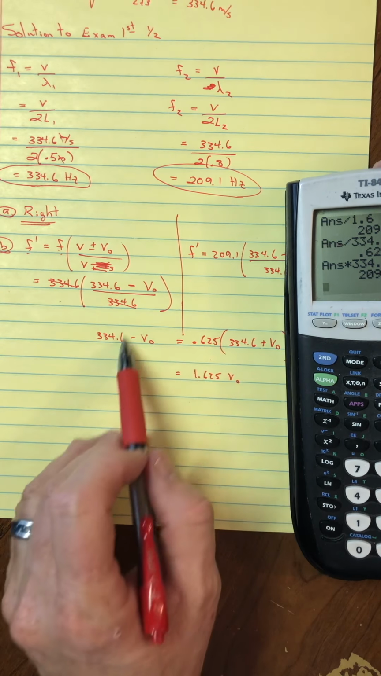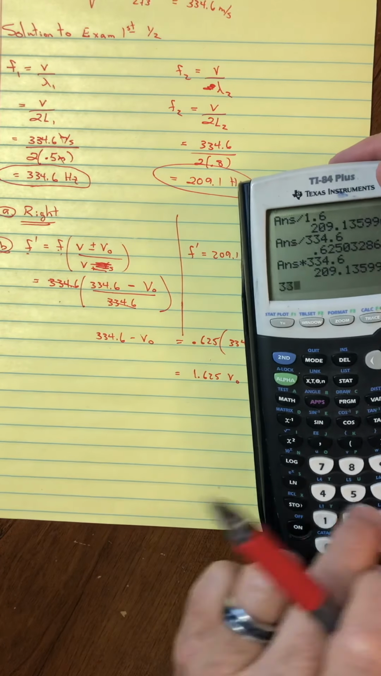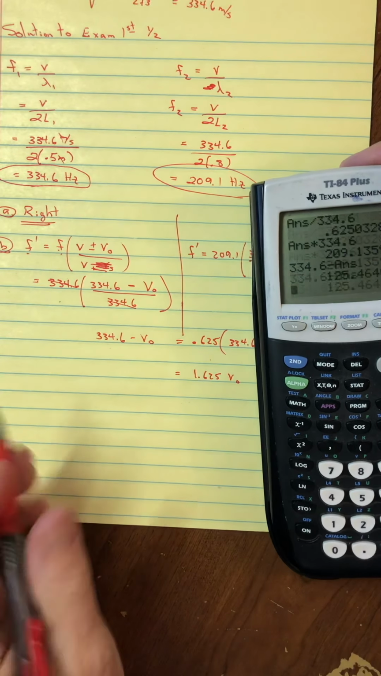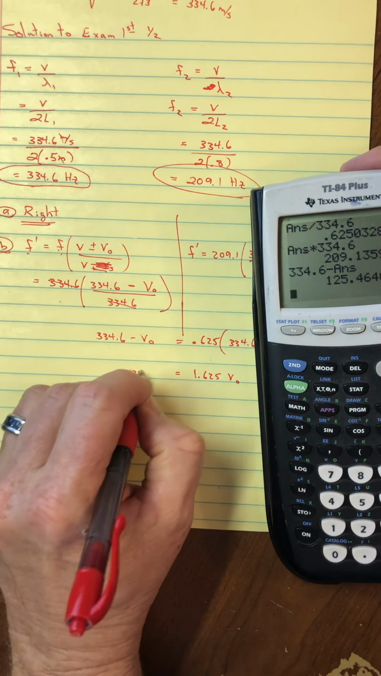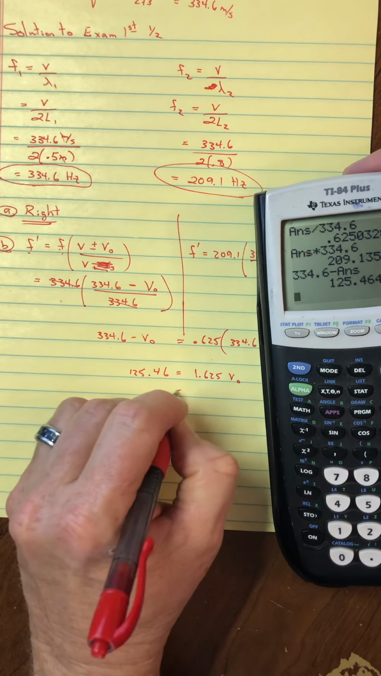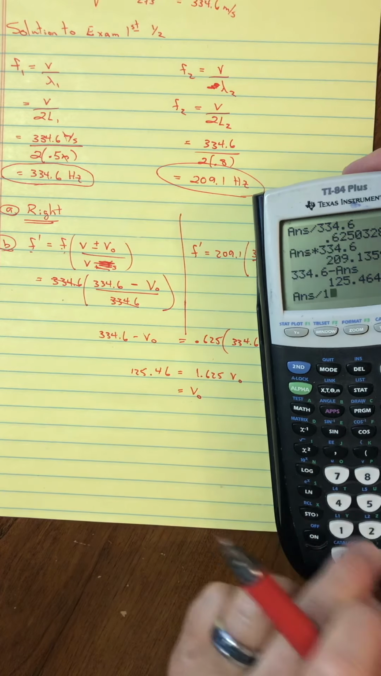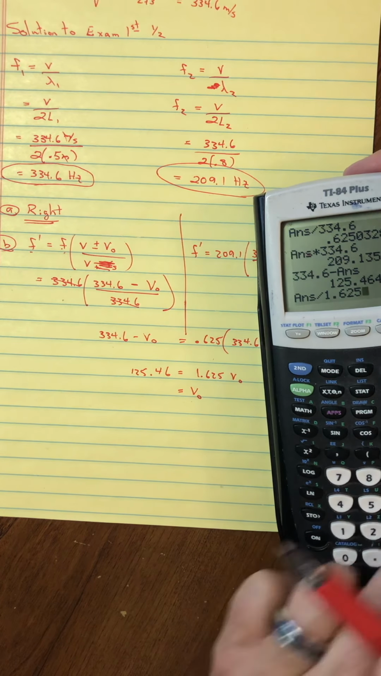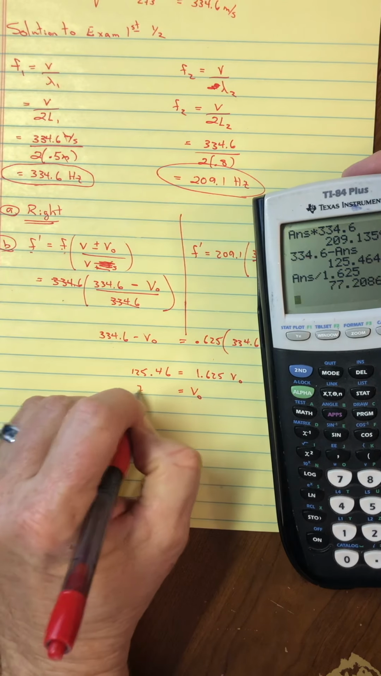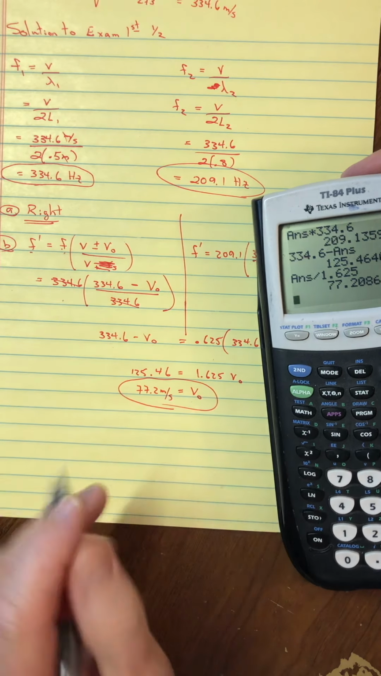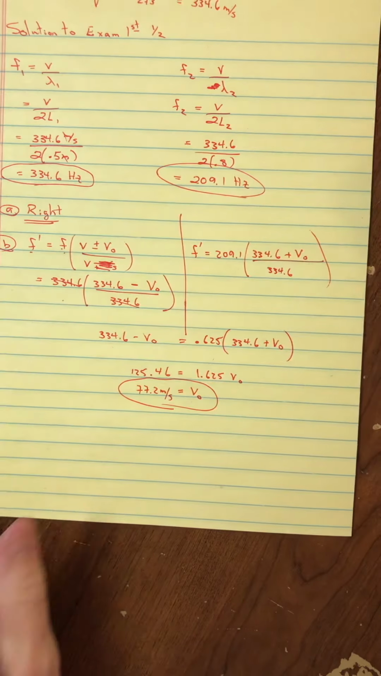And I'd move it over to this side, so I'd subtract it out. So this is 334.6 minus that last answer, and I get 125.46. So V naught would be 77.2 meters per second. All right, so there's the two parts of the problem.